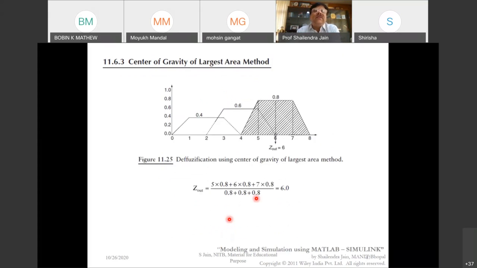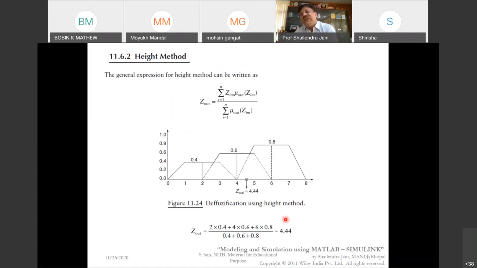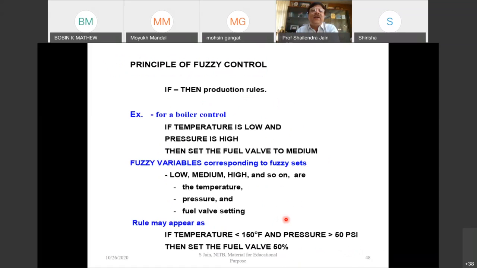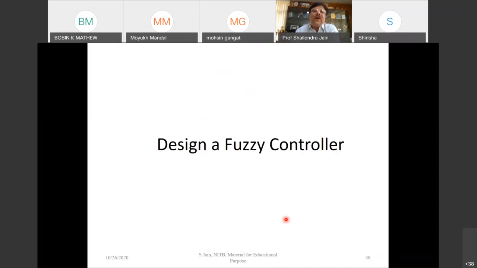This is another method where the center of gravity is taken for the largest area. The highest membership function is considered. This will definitely give you the high output. So now, if a waiter is preparing the rule, he will prefer this particular method. If the one who has to give the tip is preparing the rule, he will prefer this method. So again, you have to take a decision logically on which particular method is good enough.